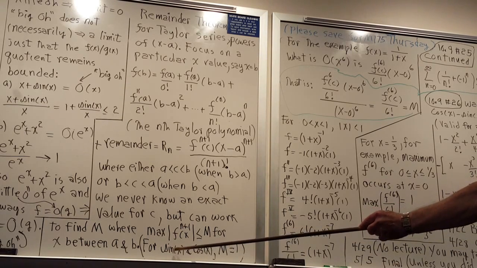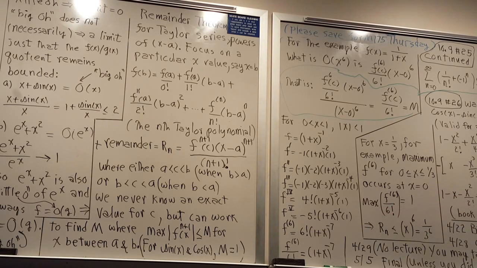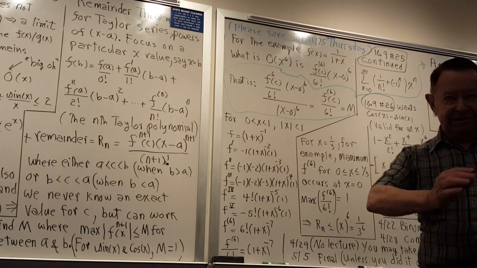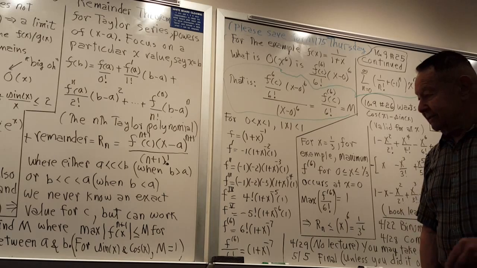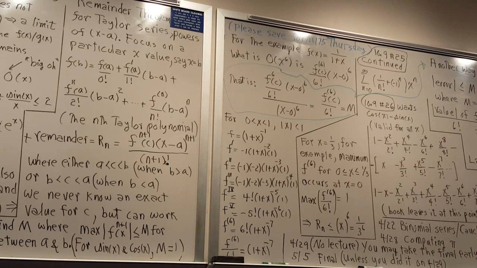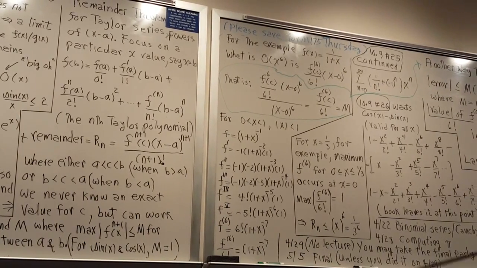Well, for sine and cosine, things are especially nice because they're never bigger than 1 in size, and your derivative is never anything else except sine or cosine. So you can use capital M equal 1, and that's what we're going to do over there under the clock.